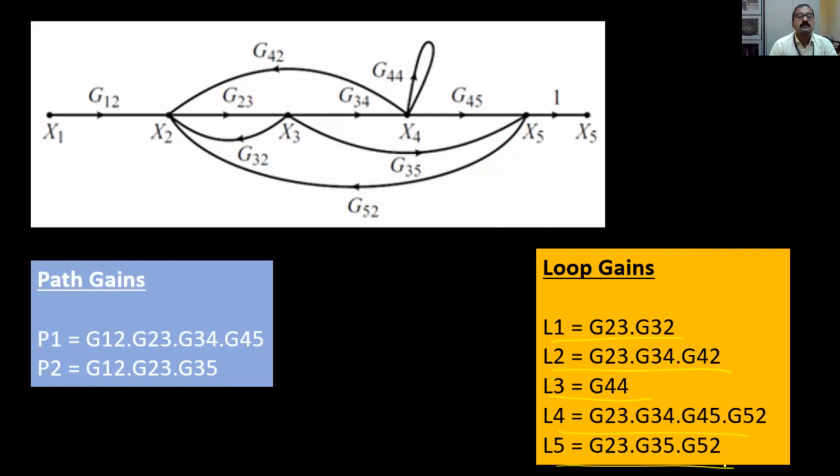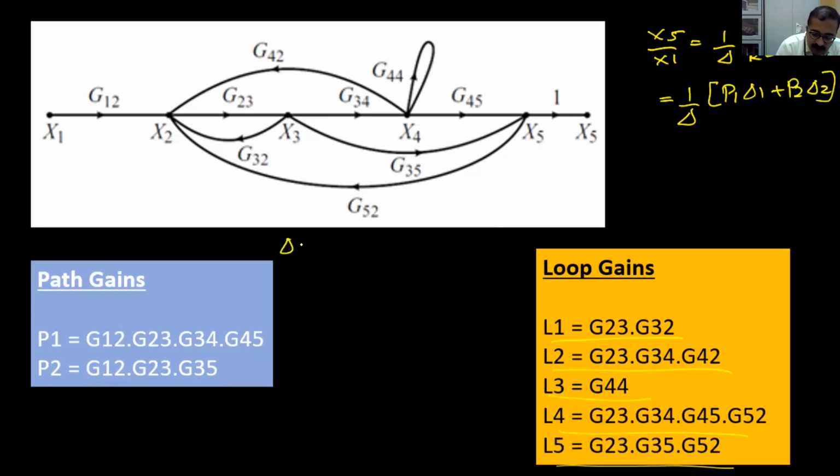So what is Mason's gain rule? X5 by X1 will be 1 by delta, sigma k equals 1 to n, Pk delta k. What is n here? N is 2. So it means 1 by delta into P1 delta 1 plus P2 delta 2. Now we have to identify what delta is. How will you find delta? Delta means 1 minus the sum of all individual loop gains. So 1 minus of L1 plus L2 plus L3 plus L4 plus L5.